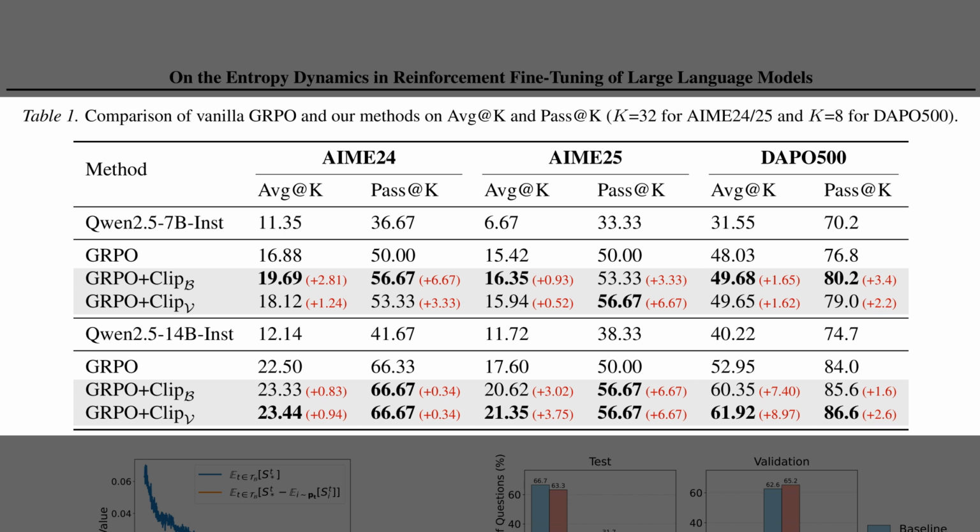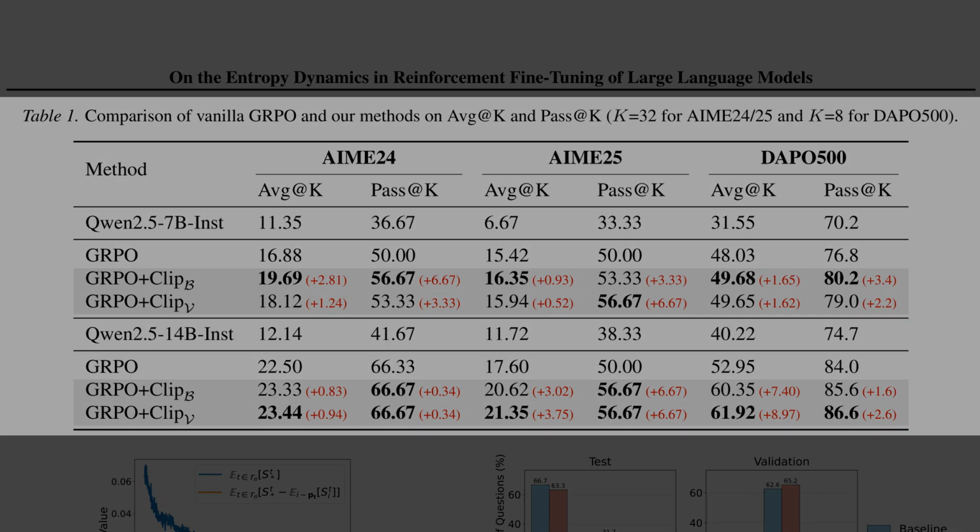On the AIME24 dataset, adding batch normalized clipping improves the pass at K-score, which measures the diversity of correct solutions, from 50% to roughly 57%. Similar gains appear for the larger 14B model below, where vocabulary normalized clipping boosts the AIME25 average score significantly. These results confirm that preventing entropy collapse effectively preserves exploration, leading to stronger outcomes.